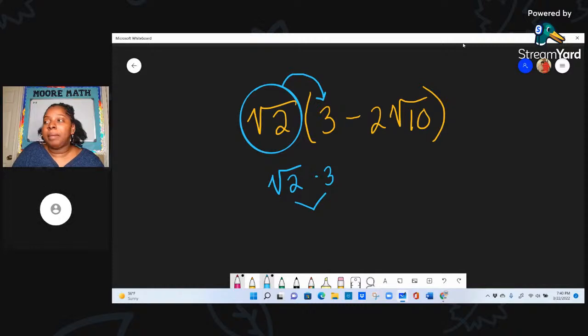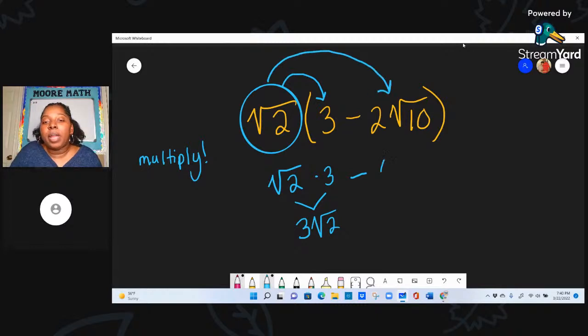6. Side by side, what was it? Side by side, we multiply. Okay. So we can't combine them, right? We can't put them under the same square root because this does not have a square root symbol, right? So we just put them side by side, and usually we just write the number first. So that 3 would just go first, just like that. Okay. All right. Minus, okay, now we're going to do the square root of 2 times 2 square root of 10.